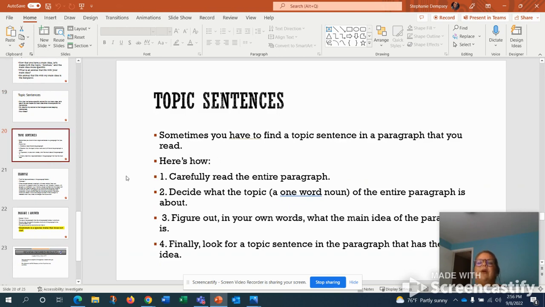So sometimes you have to find a topic sentence in a paragraph that you read. Sometimes you're going to be finding a topic sentence to start a writing, but sometimes you have to find one within a reading that you are reading. So you need to carefully read the entire paragraph, decide what the topic is. It's a one-word noun the entire paragraph is about. Then figure out in your own words what the main idea of the paragraph is. Then finally, you need to look for a topic sentence in the paragraph that has that idea.